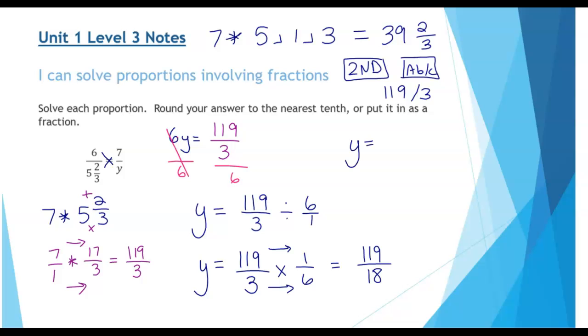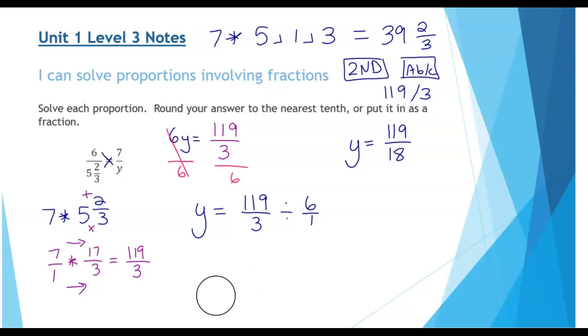However, how can we get that in different forms? Mobius will accept 119 divided by 18. Now for mixed numbers, it's a little different. So let's do 119 divided by 18. Well, 119 divided by 18 is 6.61 repeating.